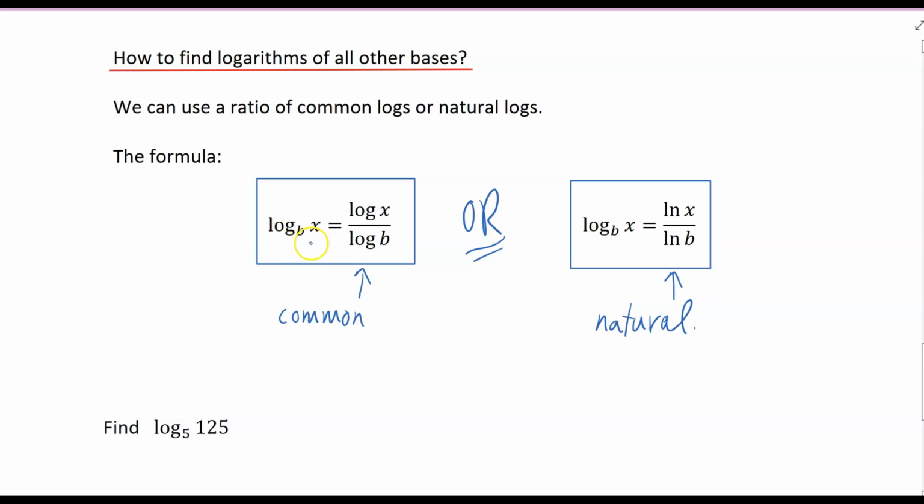Log base b of x, where b is any base that's a positive value. We do this by finding the ratio of the log of x over the log of b. And notice that those two logs here and here don't have bases. So that's base 10. These are common logarithms. We can also do the same ratio with the natural logarithm button, as long as we are consistent.